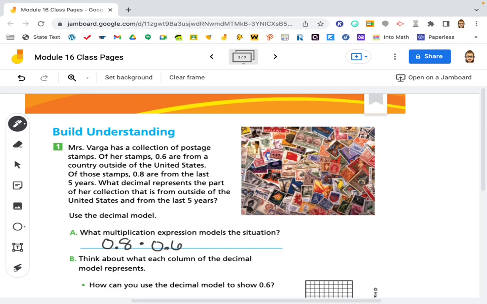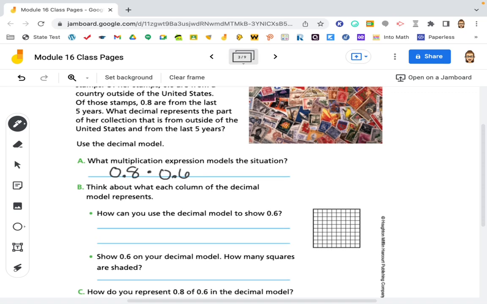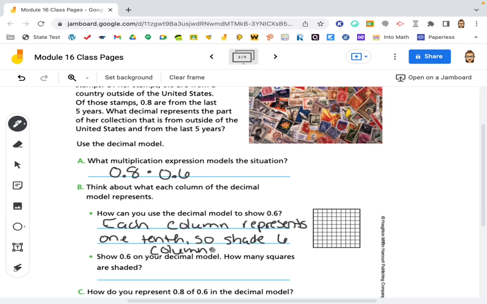So this is think about what each column of the decimal model represents. How can you use the model to show 6/10? Well, each column represents 1/10. So shade 6 columns. So this shows 6/10 on your decimal model. How many squares are shaded? 6/10. 1, 2, 3, 4, 5, 6. I'm going to go 6 across, 10 down, so that would be 60 squares.